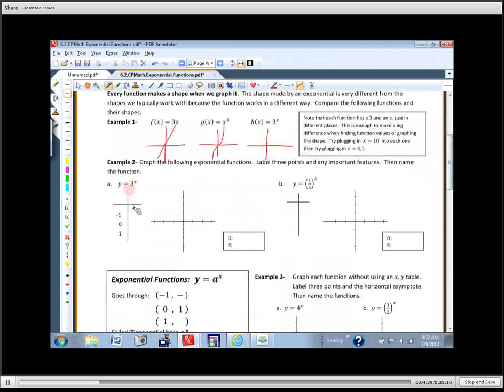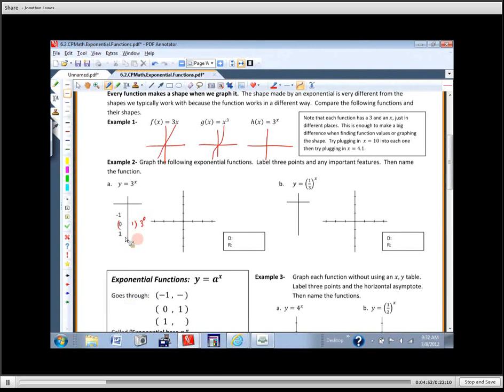So let's figure out what this looks like, and let's do this by plotting points. You can always plot points to figure out what the new shape is. So I'm going to plug in, let's find the easiest one first. We're going to plug in a 0. So 3 is the base. That doesn't change. And we're going to plug in a 0. What happens when I do 3 to the 0? What's my answer? Answer's 1.